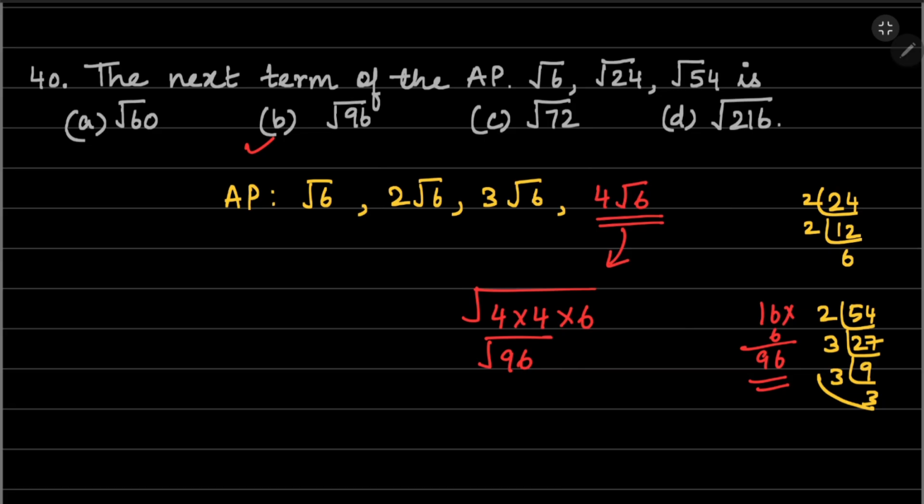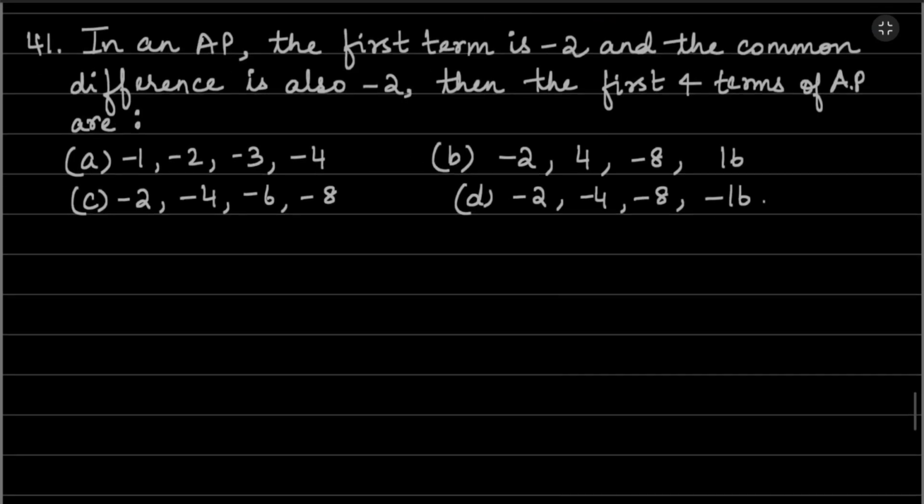I hope it's clear. You have to write in whichever terms you are required to write. In order to make it simple, we are just factorizing it and writing it in the lowest form of a number. Moving on to the next question.